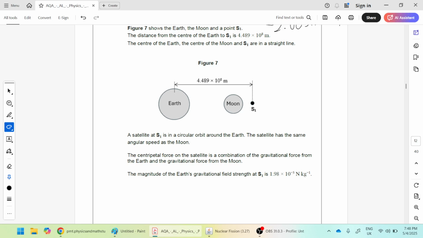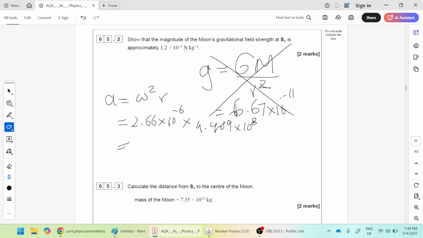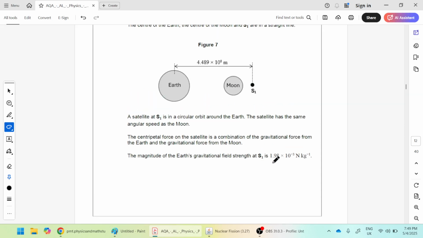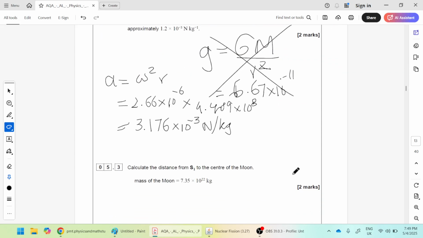Oops, forgot to square the omega. Okay, I'm getting 3.176. The total centripetal acceleration required to sustain that circular motion is 3.176 into 10 to the power minus 3. Now, this would be either newtons per kilogram or meters per second square. It doesn't matter. It's just an acceleration. Out of that, 1.98 into 10 to the power minus 3 is due to the Earth. So how much of the remaining amount is due to the Moon?